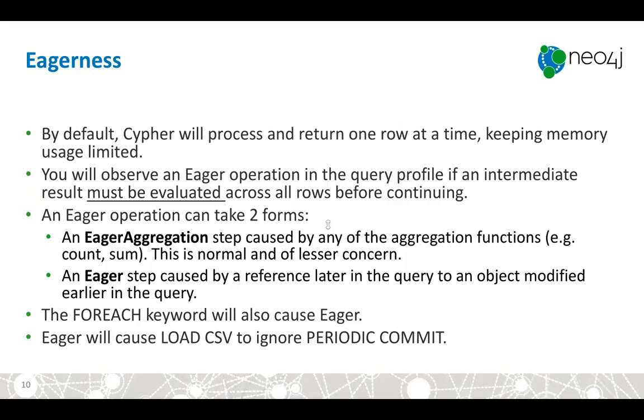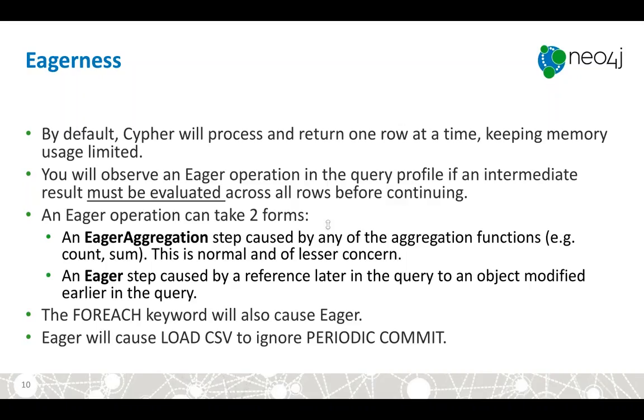So an eager operation in the profile, when you see it, it can take two forms. There's an eager aggregation, which is caused by any of the aggregation functions like count and sum or collect. And this is normal. It's of lesser concern. It's something that you can't really avoid because you want to be doing that. The other one is an eager step caused by a reference later in the query to an object modified earlier in the query. So as I said before, you're referencing something that is mutable and must be made immutable before continuing the operation.